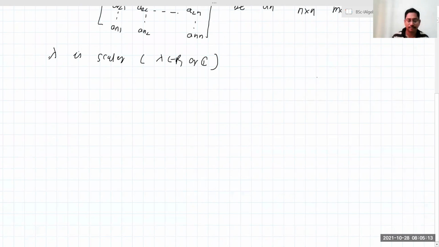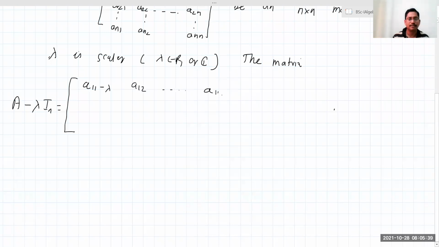Then the matrix. I'm going to write the matrix here. How is this matrix obtained? A minus lambda times the identity matrix of order n. That's only from the diagonal: A11 minus lambda, A12 as it is, A1n. A21, subtract lambda from the diagonal, A22 minus lambda, A23 and so on to A2n. And in the last row, An1, An2, and so on, Ann minus lambda.